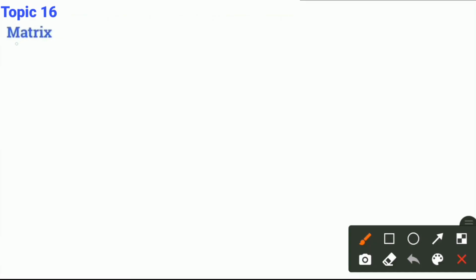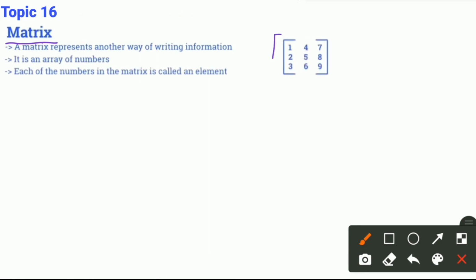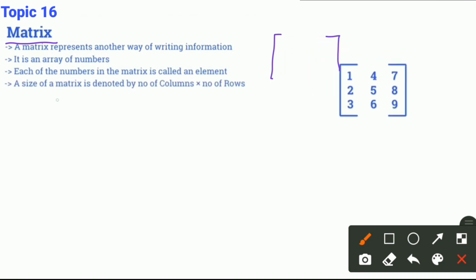Good topic, matrix. Okay, so what is a matrix? A matrix represents another way of writing information. It is an array of numbers. Each of the numbers in the matrix is called an element. The size of a matrix is denoted by number of columns multiplied by number of rows. Okay, so this is column multiplied by rows.